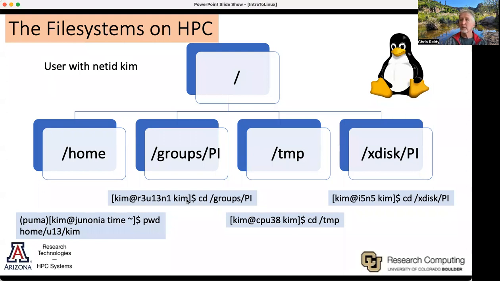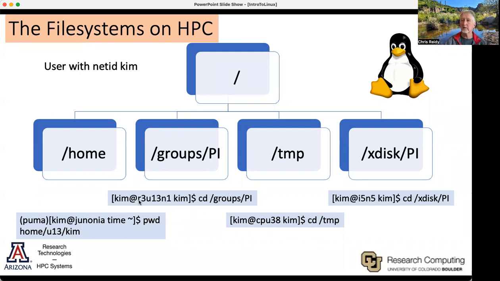And then the next one is groups. Each PI gets an allocation of 500 gigabytes, and you as a member of that PI's group can share if the permissions are set up right. So in this case, I've got a change directory to /groups/PI, and that'll take you to the directory with the PI's name. So replace PI here with the actual name of the PI.